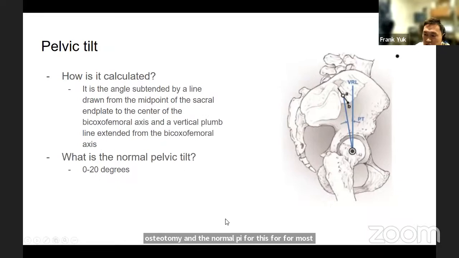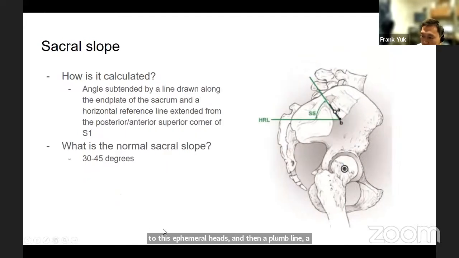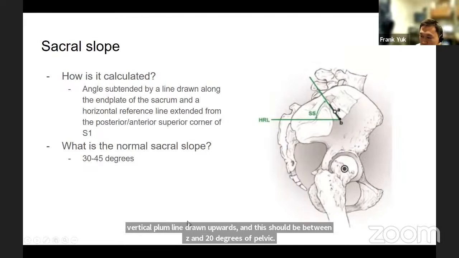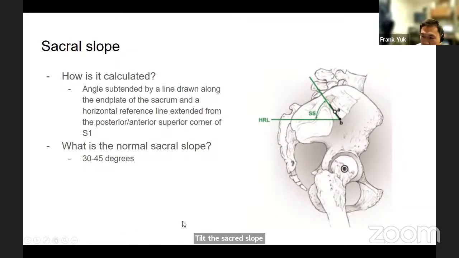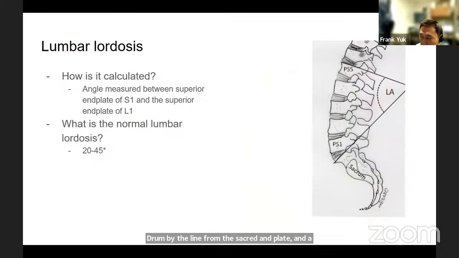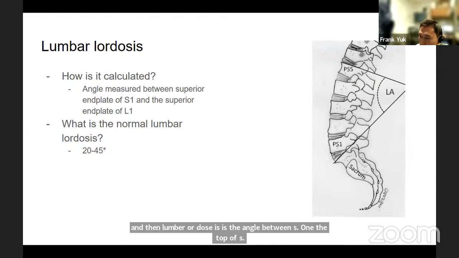And the pelvic tilt, this is calculated from the angle drawn from the midpoint of the sacral end plate to the femoral heads, and then a vertical plumb line drawn upwards. And this should be between 0 and 20 degrees of pelvic tilt. The sacral slope is the angle drawn by the line from the sacral end plate and a horizontal line. This should be between 30 to 45 degrees. And then lumbar lordosis is the angle between the top of S1 and top of L1, and this should be between 20 to 45 degrees.